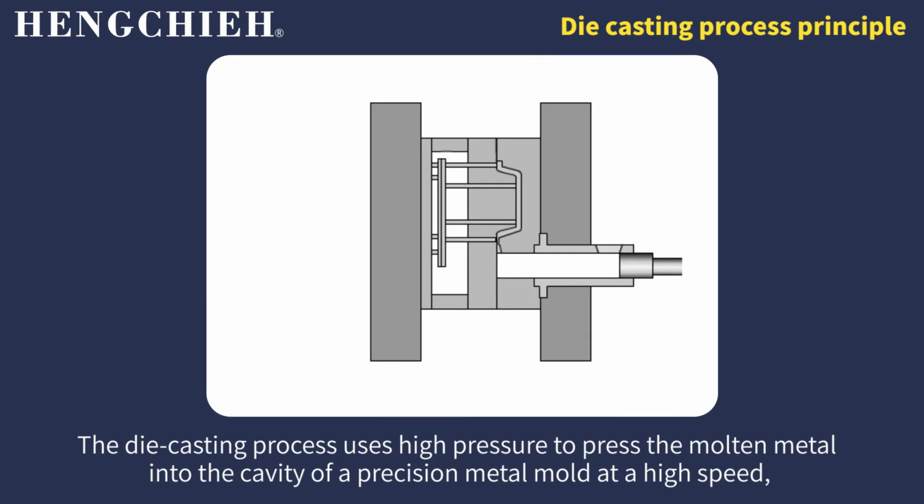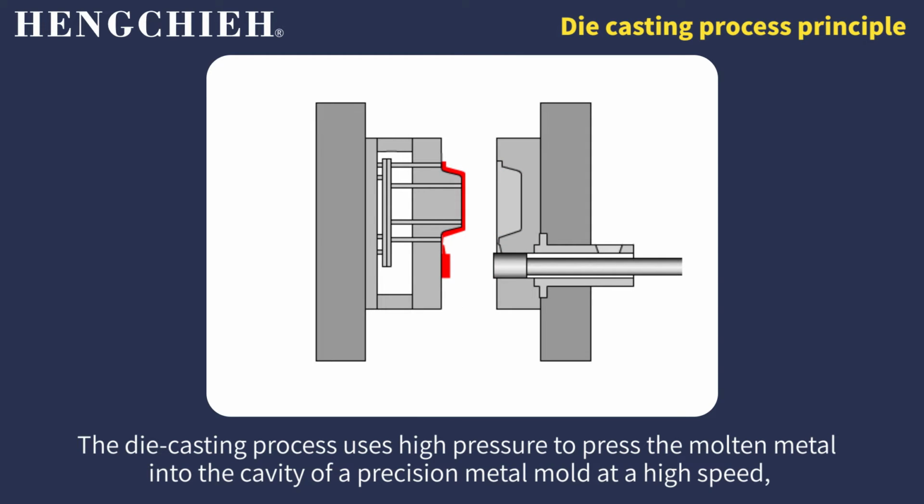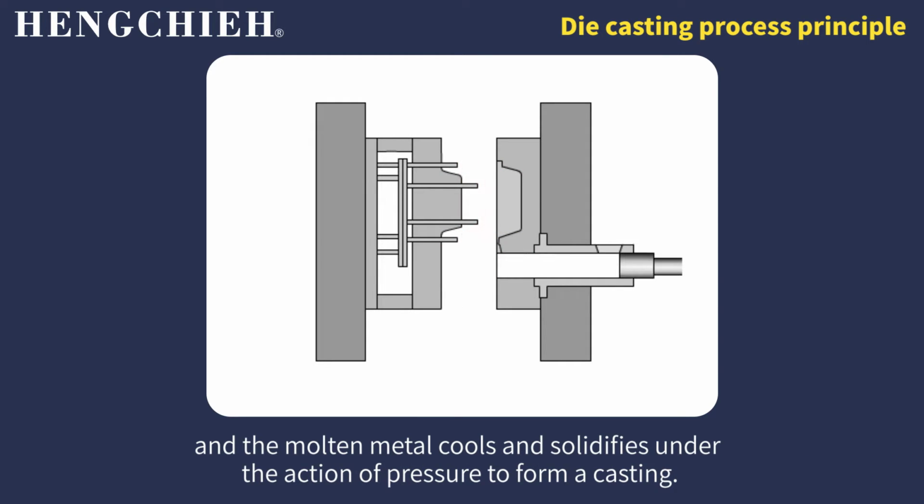The die casting process uses high pressure to press the molten metal into the cavity of a precision metal mold at a high speed, and the molten metal cools and solidifies under the action of pressure to form a casting.